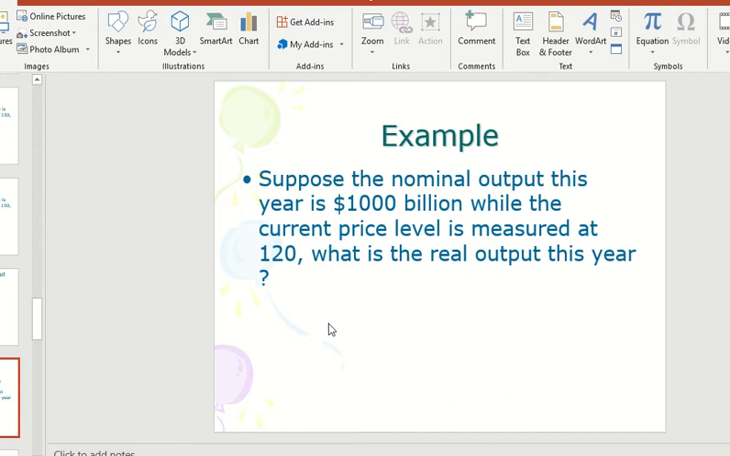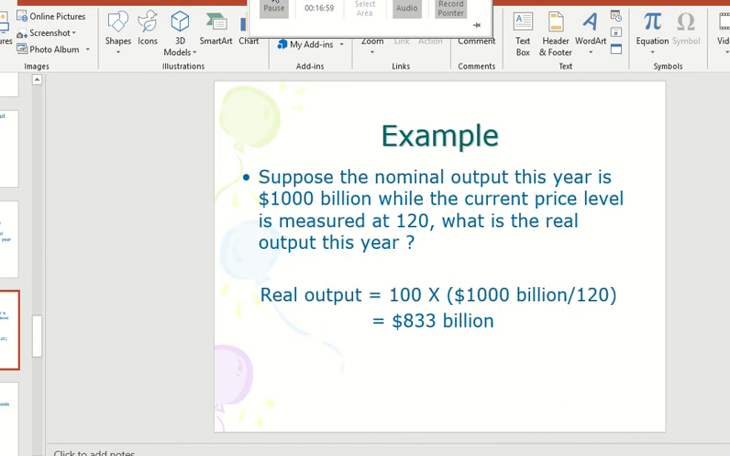Suppose the nominal output this year is 1,000 billion, while the current price level is measured at 120. What is the real output this year? Once again, let's take a pause. Why don't you pause the video clip so that you can work on this calculation a little bit. Let's pause for about 3 minutes. So let's come back to this.